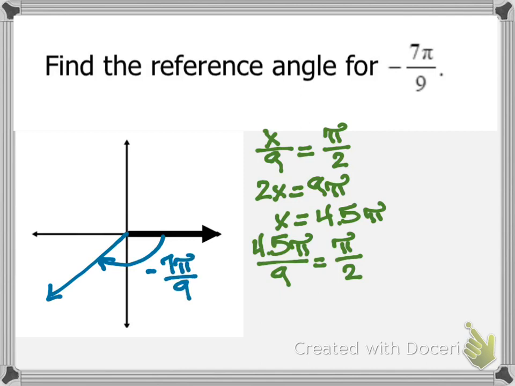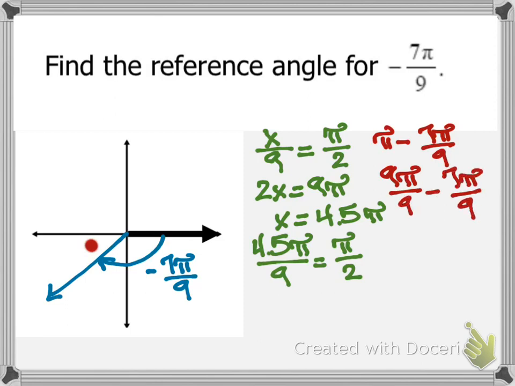And we know we don't hit the axis and go into the next quadrant because that would be negative pi, and that's negative 9 pi over 9. So my reference angle is that spot right there. And so we just want to know what's left, right? So we want to do pi minus 7 pi over 9. And pi would be 9 pi over 9 minus 7 pi over 9, which is 2 pi over 9.